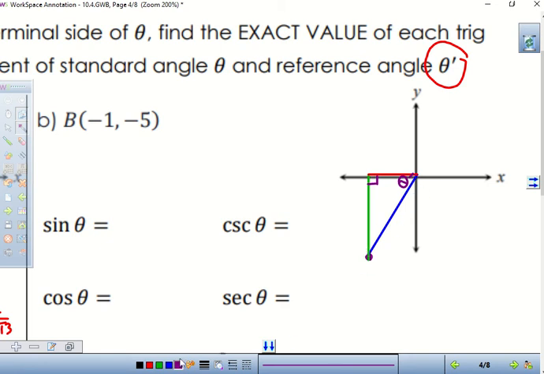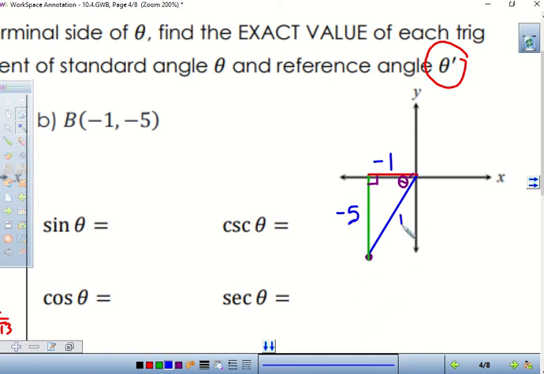This is theta, okay? I thought that was theta prime. Yeah, theta prime. I wrote it as theta prime, I forgot to say that. So that's theta prime. This is -1 because that's your horizontal distance, and then this is -5, which is your vertical distance. So is everybody good with that?